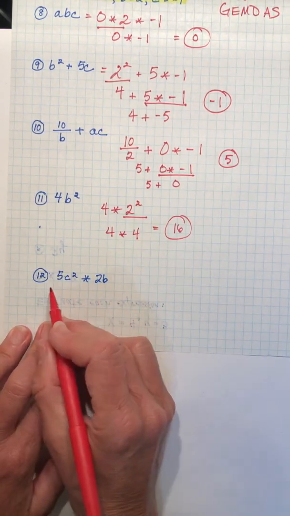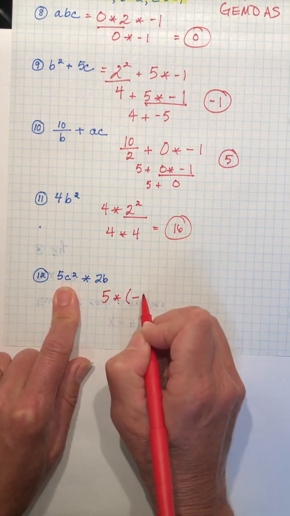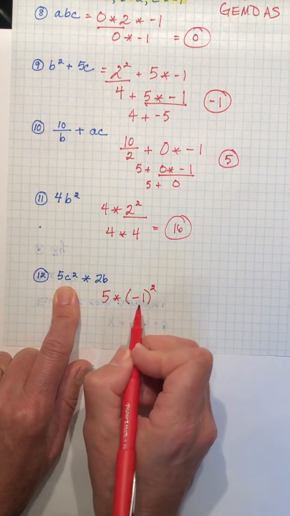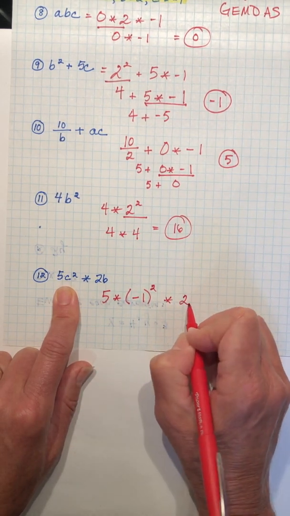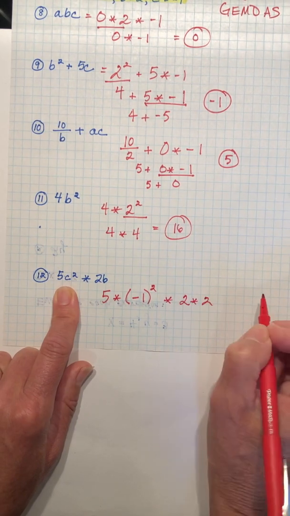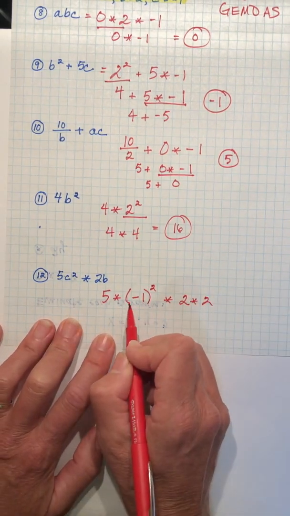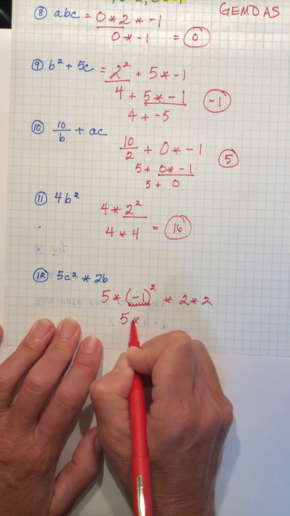All right, 5c squared. So it's 5 times. Now, I'm going to put this -1 in parentheses to show you something in a sec. So please do that too. Make sure you have the -1 in parentheses. Times 2 times 2. All right, we got a lot going on here. -1 squared means -1 times -1. When I multiply two negatives together, I get a positive 1.